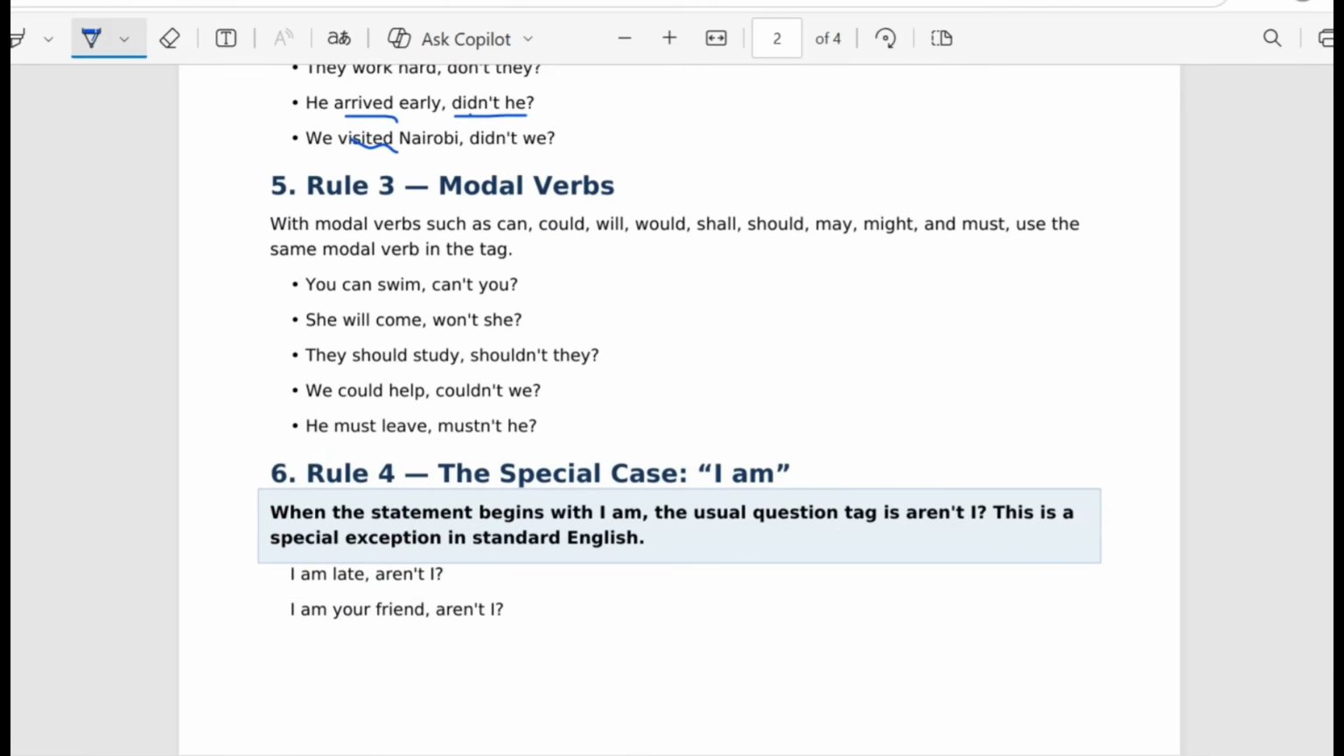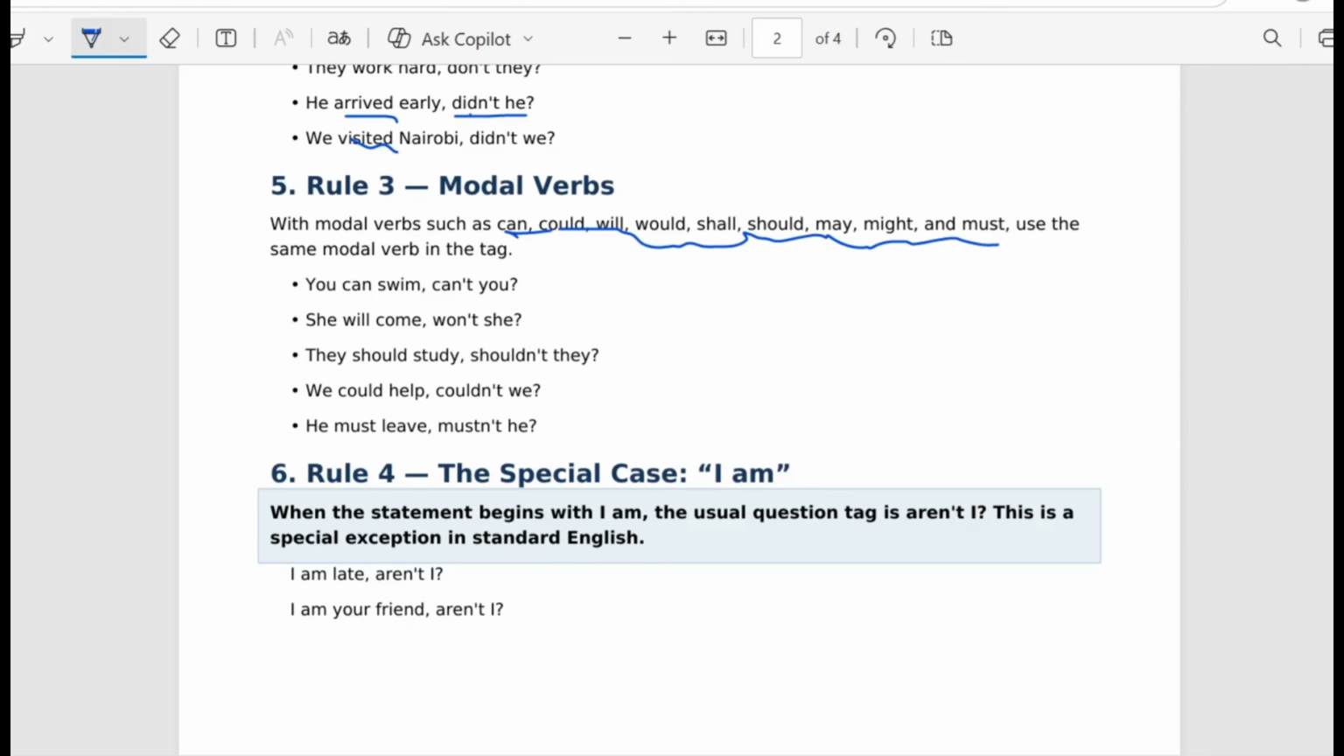Rule number 3 says that mode of verbs. You're supposed to use a mode of verb to make a question tag. With mode of verbs such as can, could, will, would, shall, should, may, might, and must, use the same mode of verb in the tag. So that rule says that you are supposed to use the same mode of verb to make a question tag. A good example, you can swim, can't you?